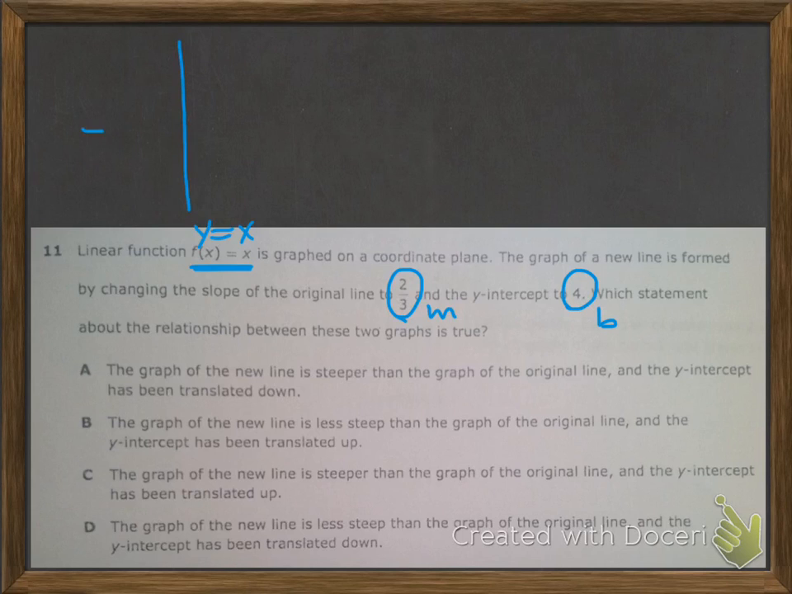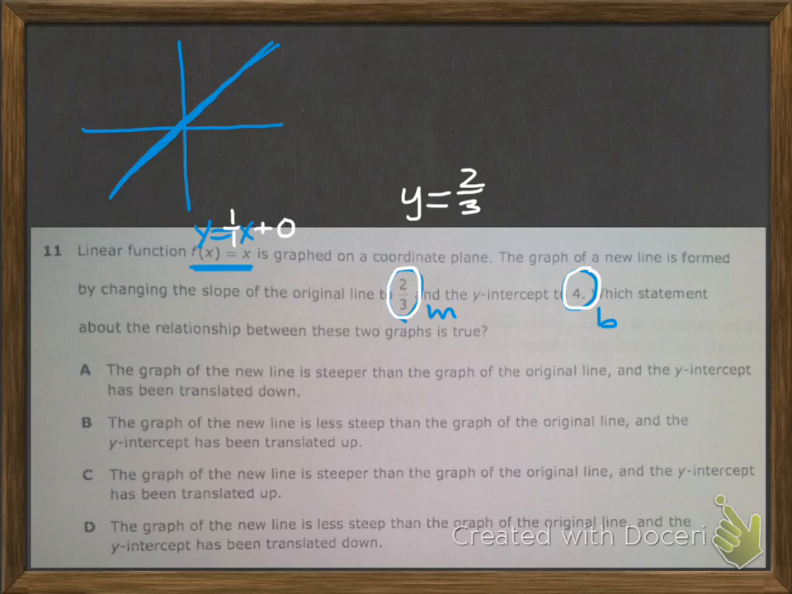And if you remember how we talked about that in class, it goes through the origin and it has a slope of 1 or 1 over 1. So remember, if this is in slope-intercept form, the slope is right here in front of the x. It's 1 over 1. And then the y-intercept is 0. Okay? So what they're saying is, well, what if we change our graph from that to having a slope of 2/3 and a y-intercept of b? So that would give us y equals 2/3 x plus 4 for my b.